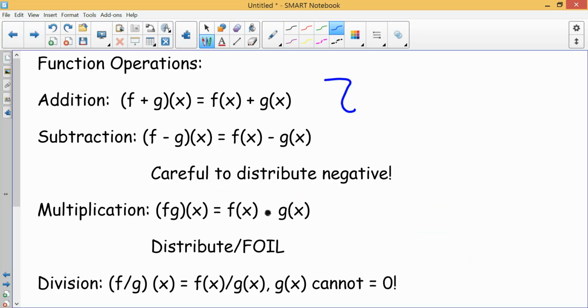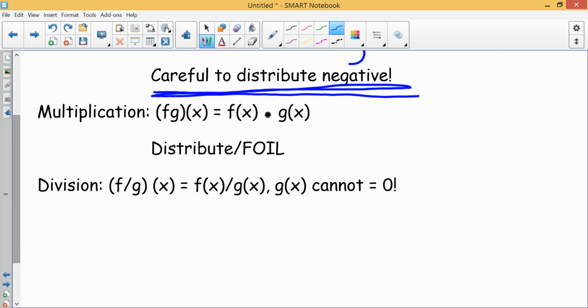Adding and subtracting we have already discussed a little bit in class. The big thing we need to be careful of here is when we distribute that negative. We want to make sure we're distributing that negative to every single term within the g of x function. When we multiply, we want to make sure that we are distributing and or FOILing the necessary terms here. So if we have f of x representing a binomial and g of x representing a binomial, in order to find the product of f of x and g of x, we would need to FOIL those.